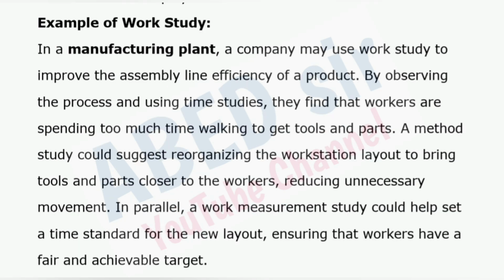Example of work study. In a manufacturing plant, a company may use work study to improve the assembly line efficiency of a product. By observing the process and using time studies, they find that workers are spending too much time walking to get tools and parts. A method study could suggest reorganizing the workstation layout to bring tools and parts closer to the workers, reducing unnecessary movement. In parallel, a work measurement study could help set a time standard for the new layout, ensuring that workers have a fair and achievable target.